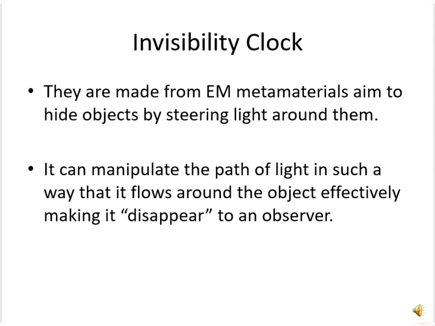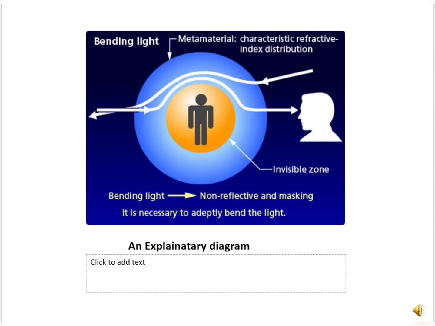And this is how electromagnetic metamaterials for invisibility cloaks make an object disappear to an observer. Here is an explanatory diagram of how it happens. Here you can see these waves are not reaching this object, and that's why this object is invisible to these observers.